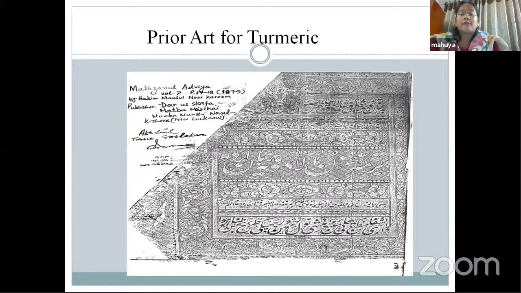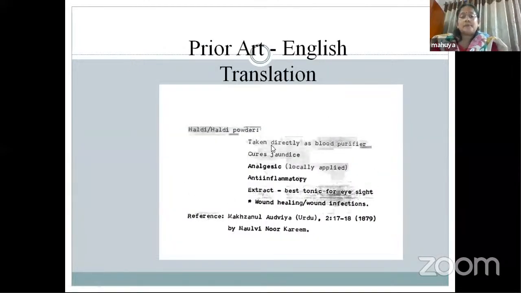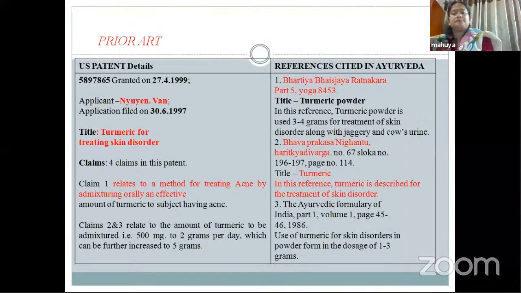And we found that in these documents, Makhjan-e-Advia, its healing property was written. And for basmati rice also, in some literature of Akbar's time, it was written that Akbar used basmati for Badshah Bhog. And that is why the basmati patent was revoked. So we need proper documentation for any intellectual property right protection. Without documentation, you cannot prove your inventorship. That is why documentation and IP management is very important. These are the different references for the turmeric patent.